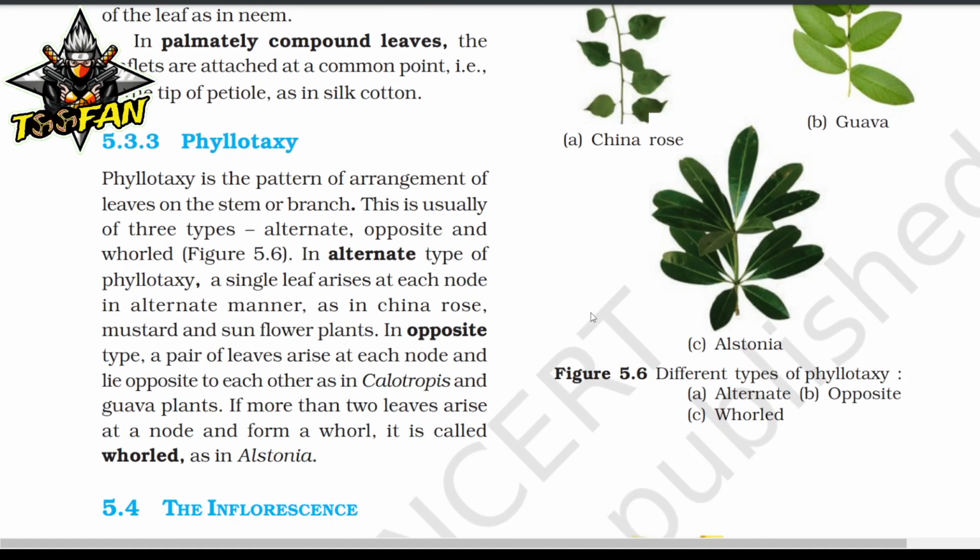Now, phyllotaxy. Phyllotaxy is the pattern of arrangement of leaves on the stem or branch. This is usually of three types: alternate, opposite, and whorled. In alternate type of phyllotaxy, a single leaf arises at each node in alternate manner, as in China rose, mustard, and sunflower plants. In opposite type, a pair of leaves arise at each node and lie opposite to each other, as in Calotropis and guava plant. If more than two leaves arise at the node and form a whorl, it is called whorled, as in Alstonia.